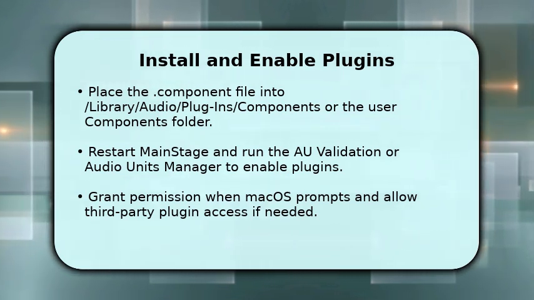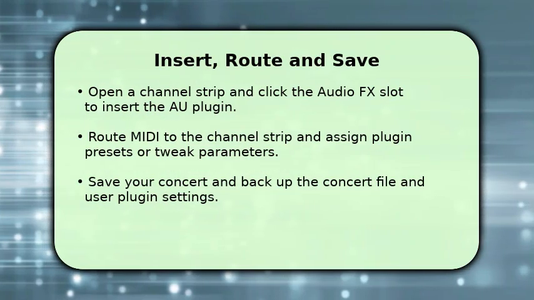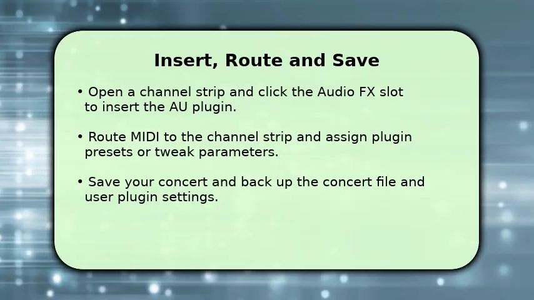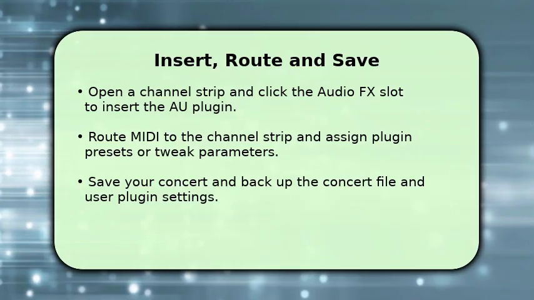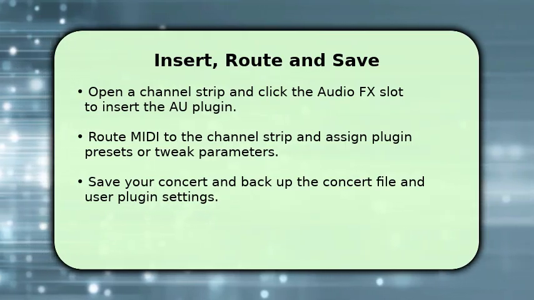In MainStage, use the AU validation or Audio Units Manager. Open your MainStage concert and select a channel strip where you want the plugin. Click an Audio FX slot and choose Audio Units, then locate the vendor and plugin name to insert it.